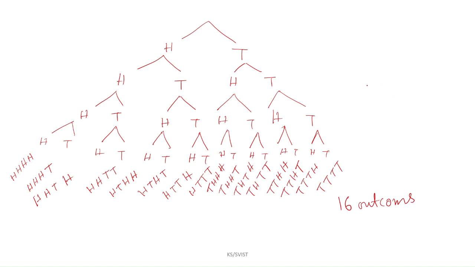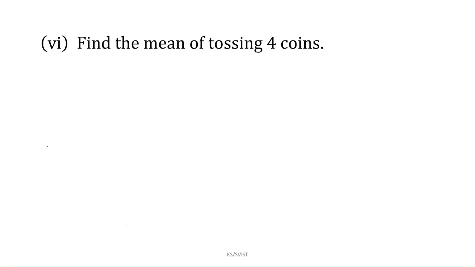In another way, we can find by this formula 2 to the power n. So 2 to the power 4, that is 16. Now let us write the probability distribution. So x takes the values 0, 1, 2, 3, 4 and corresponding probabilities.